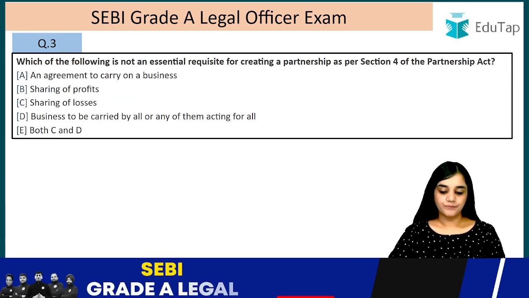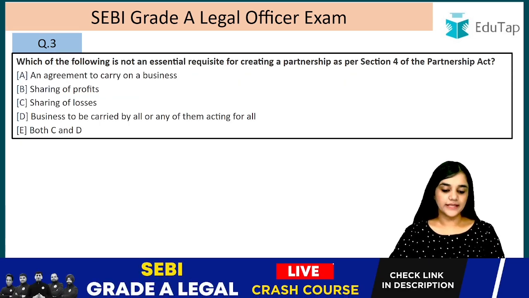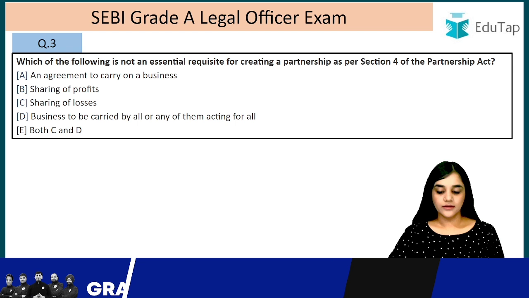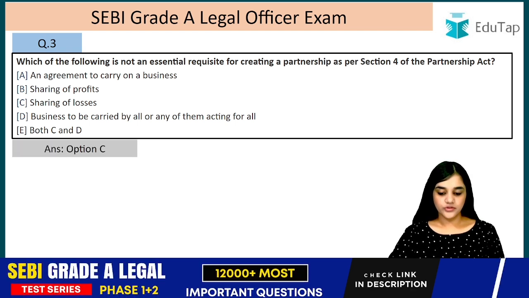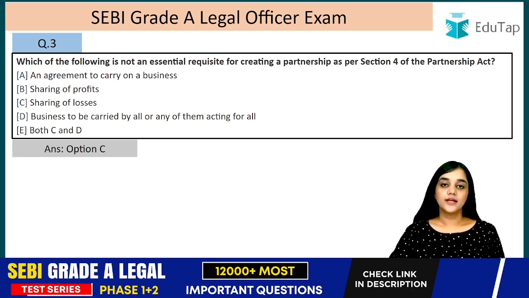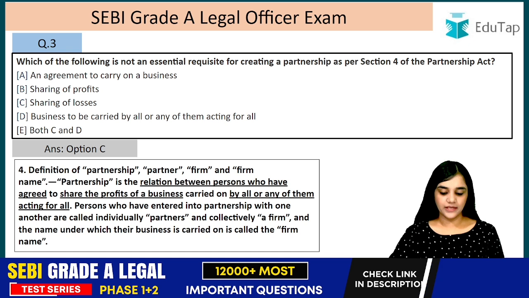Question number 3. Which of the following is not an essential requisite for creating a Partnership as per section 4 of the Partnership Act? So the answer to this is option C, sharing of losses. They can come up with the contract that they will share losses, but as per section 4, it is not an essential element, right?